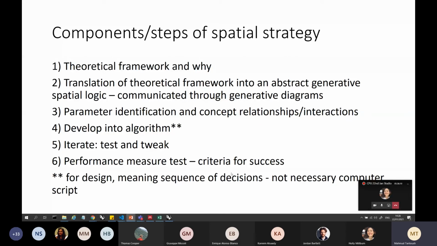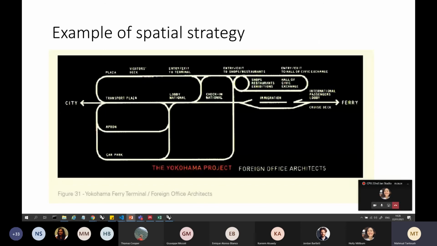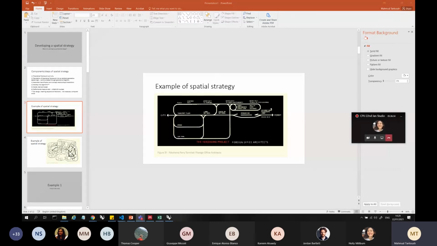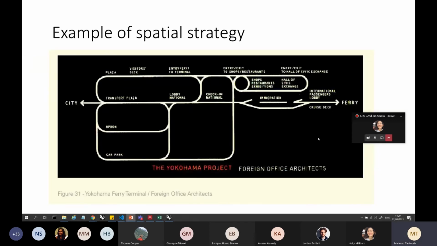And then number 6 is the performance test, measuring the success. Performance test doesn't necessarily mean a number here. It can be qualitative, so you're assessing the design and how it works, and testing the output of your spatial strategy. So again, this is the generative tool. You can look up this Yokohama project, and look at how the whole project was based on this diagram.